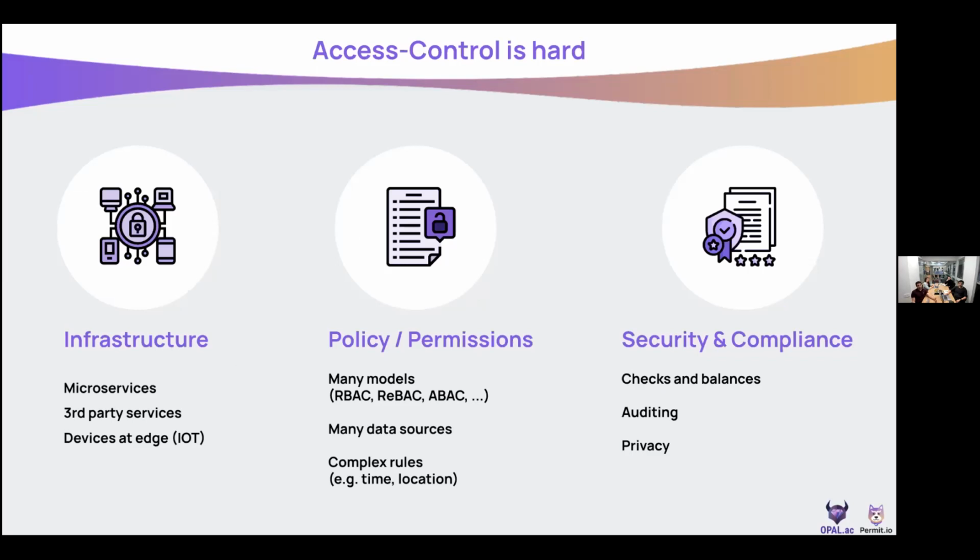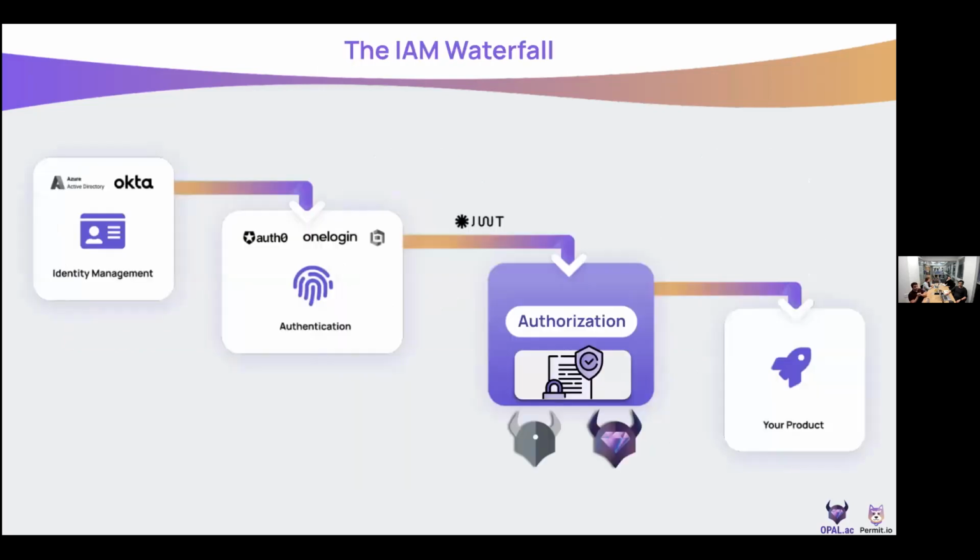So who has access to the data? Who can add more users? Who can change the policy? A lot of the compliance requirements translate into access control. So if we don't have good access control, we're going to have a bad time trying to do security and compliance. So these are the three key things that make access control hard. And now let's talk about how we can make it easy.